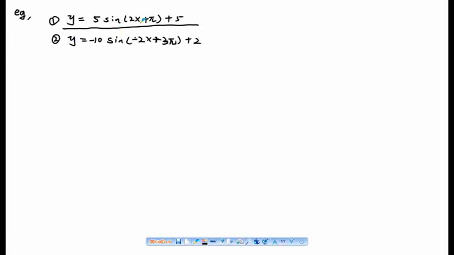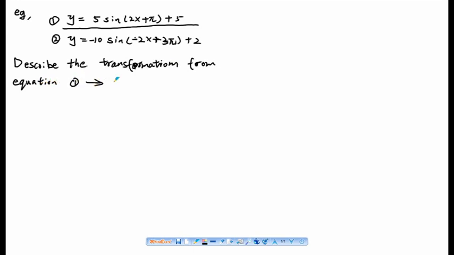Okay, here is a typical question you would get for transformation. They will ask, in the example, they will ask you to describe the transformation from equation 1 to equation 2.